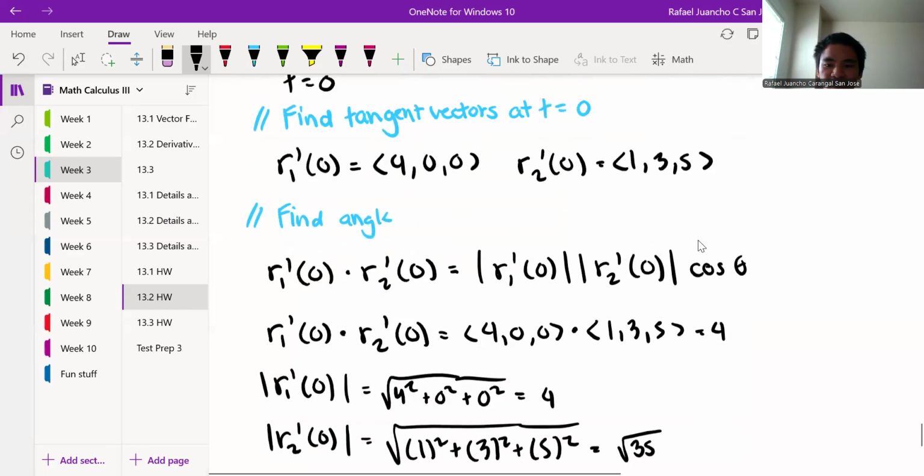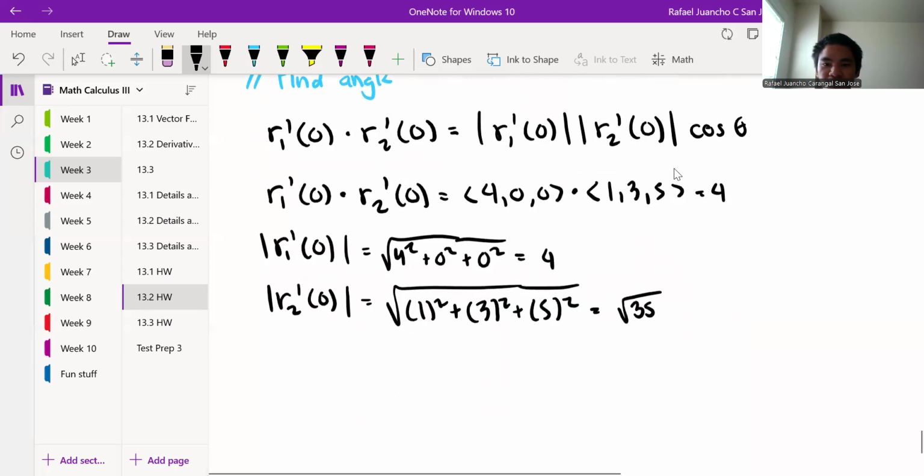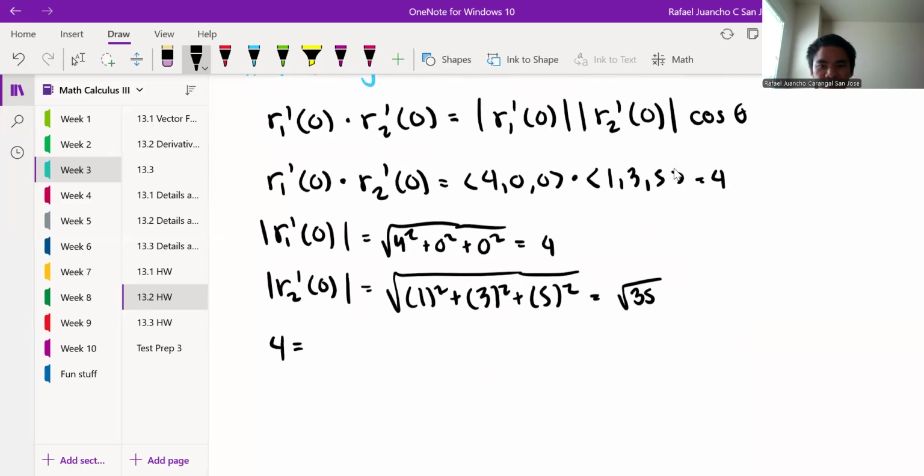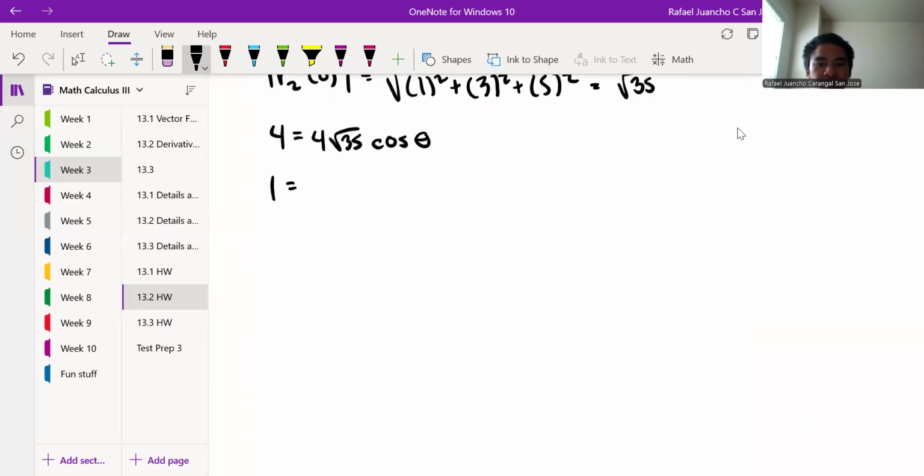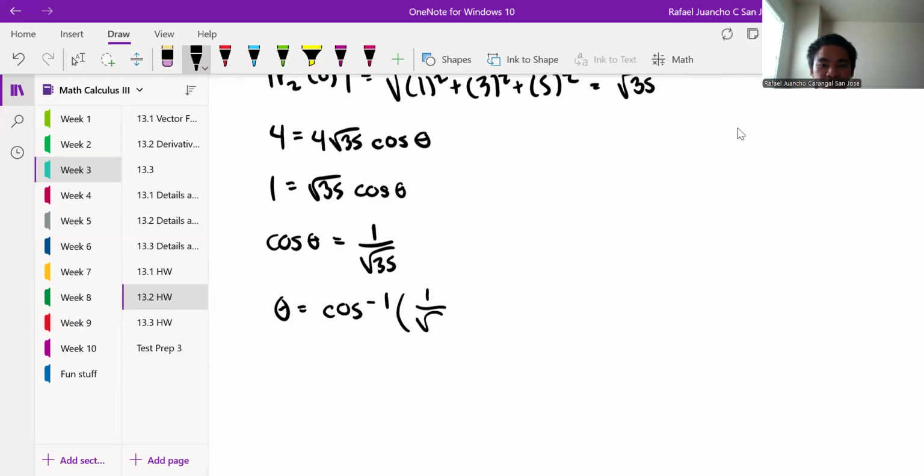Boom. Done. And now we just plug it all in here. So we have 4 equals the length of the first derivative vector, so that's 4 times square root of 35 cosine theta. And then we just solve for theta at this point. So here we have 1 equals square root of 35 cosine theta, and then cosine theta equals 1 over square root of 35. And then we can just say theta is our inverse cosine of 1 over square root of 35.